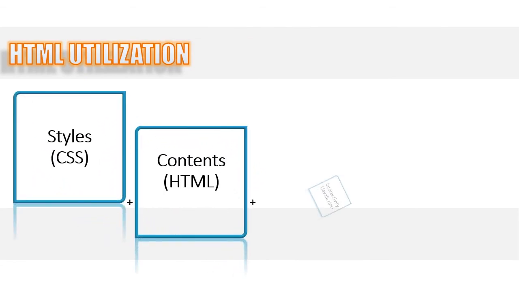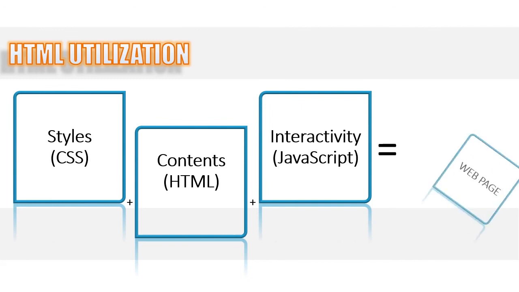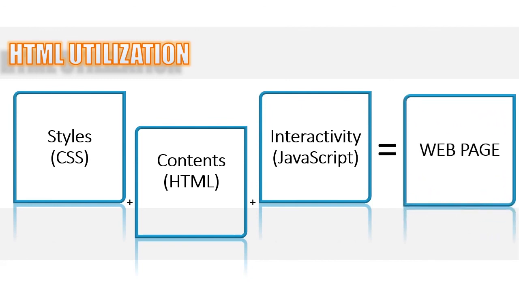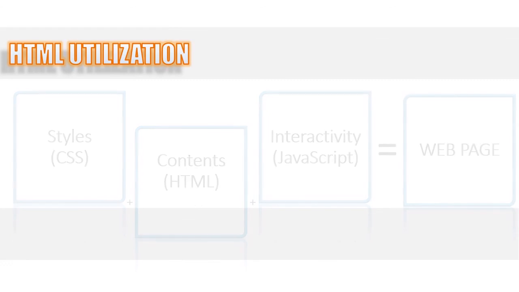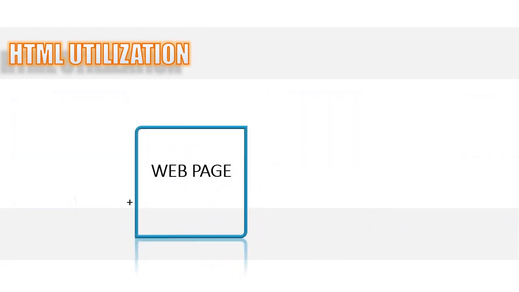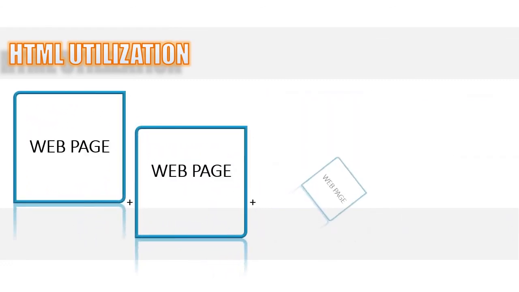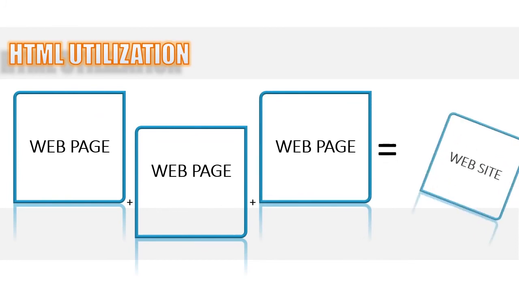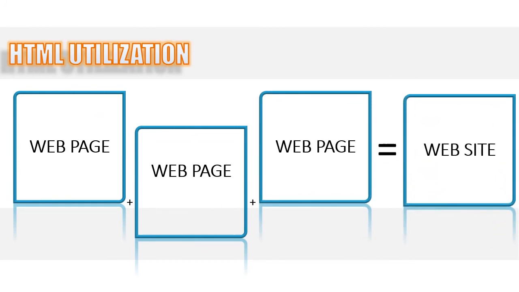Now HTML utilization. The question is where HTML fits into the world of the web. Each website contains web pages, and a web page is normally composed of three main items: CSS, HTML and JavaScript. CSS is used for styling the web page, HTML is used for the contents of the page, and JavaScript is used for the interactivity of the page. These three get combined into a web page, and a collection of these web pages is called a website.